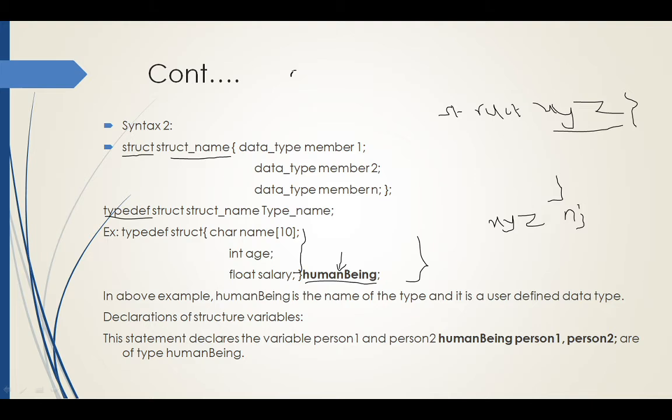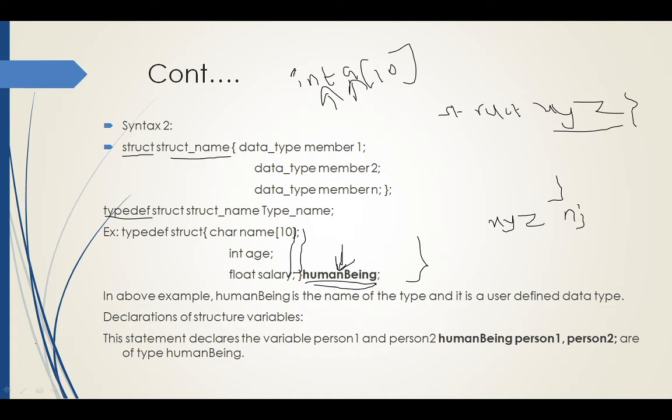In an array, how do we declare the array? int a[10]. When you declare the array, you are able to store only integer values in a single name. Here you are storing different types of values in a single name, and the name of the structure variable is human being. So human being is the name of the structure, like a, and these are the three different values you are going to store under this. In the above example, human being is the name of the type and it is a user defined data type. Declaration of the structure variable, so it is a data type.